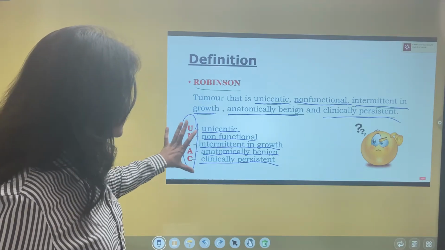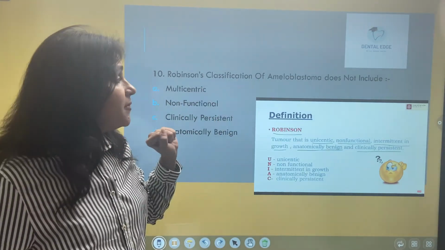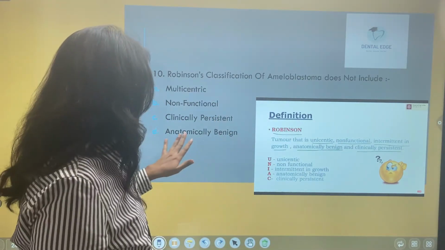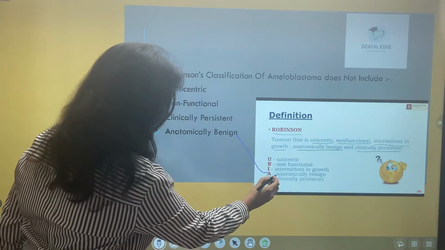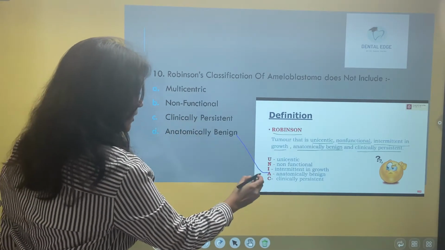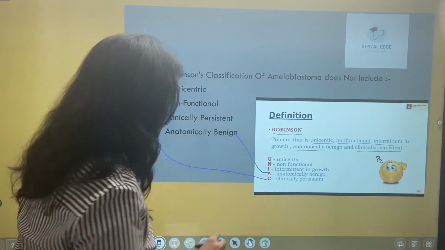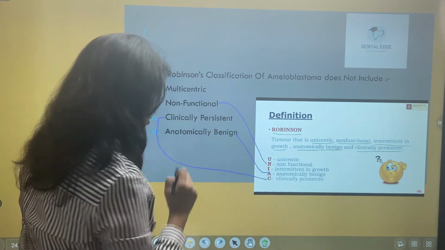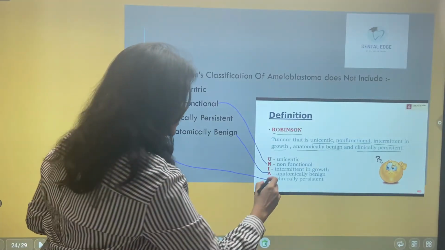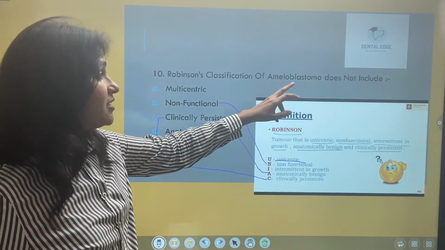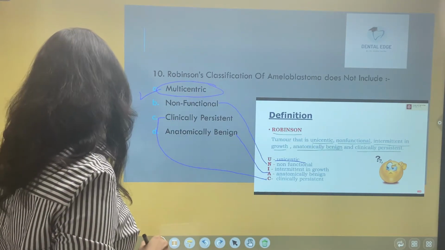Now let's relate it with our question. Robinson's classification of ameloblastoma does not include. Anatomically benign, yes, A stands for anatomically benign. Clinically persistent, yes, C stands for clinically persistent. Non-functional, yes, N stands for non-functional. And multicentric, no, he gave that it is U, unicentric, right? So which of them is not included? The option A, multicentric, is not included.